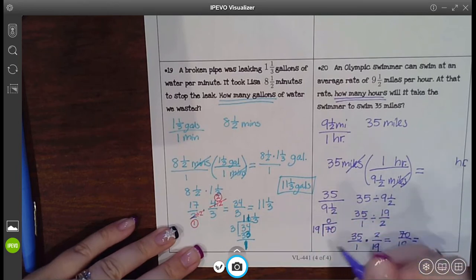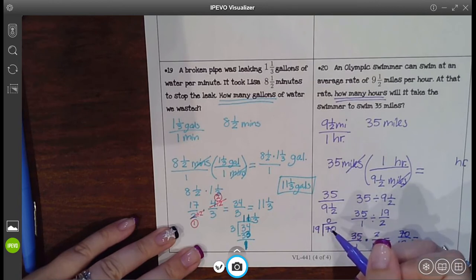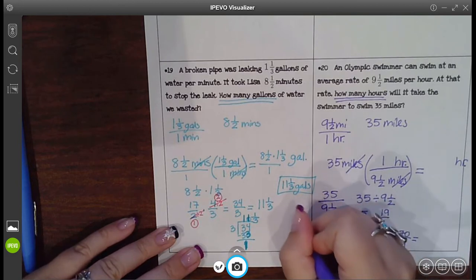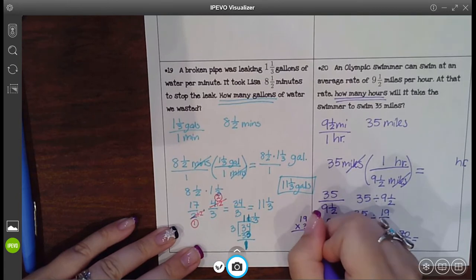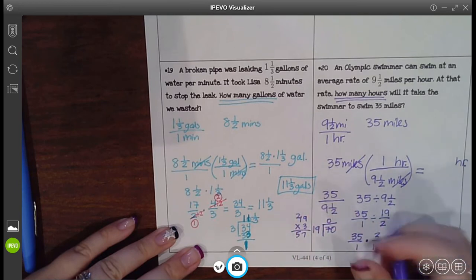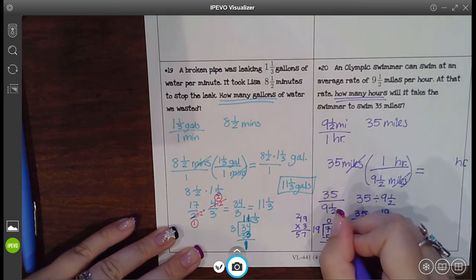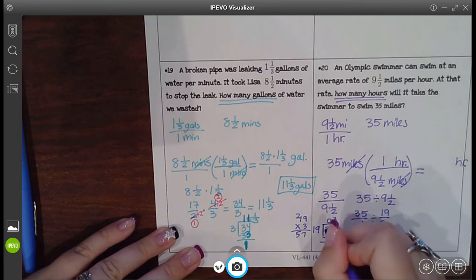How many times? As a starting place, let's kind of round 19 up to 20. How many times would 20 go into 70? Well, 20 times 4 is 80. That's too big. So let's try 20 times 3 is 60. Let's see what 19 times 3 is. Will that work? So 3, 4, 5. That is 57.